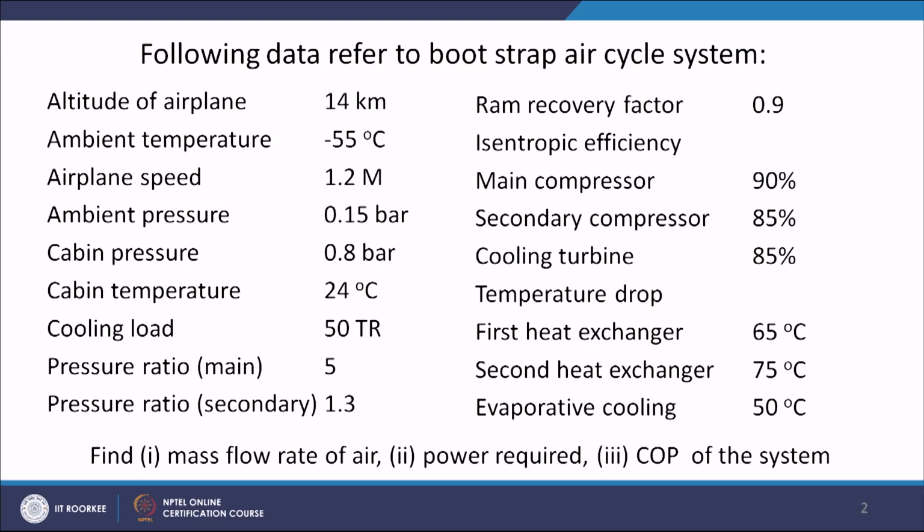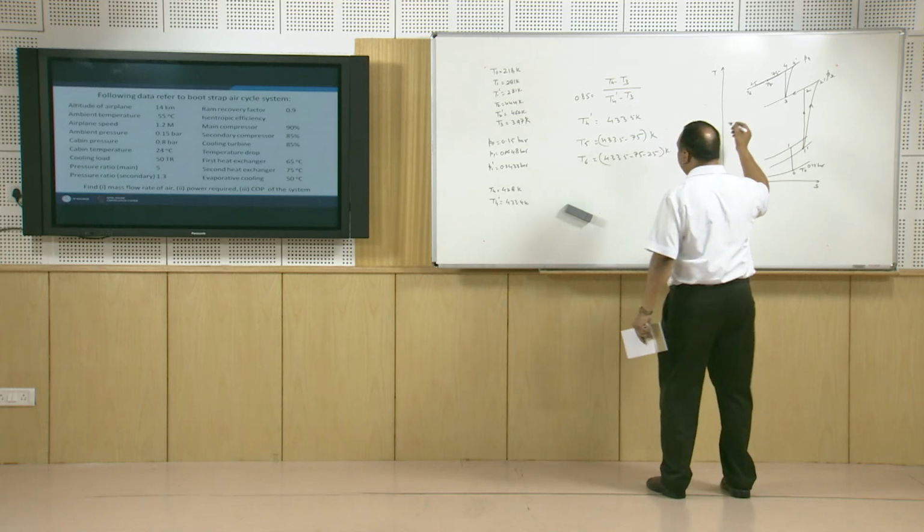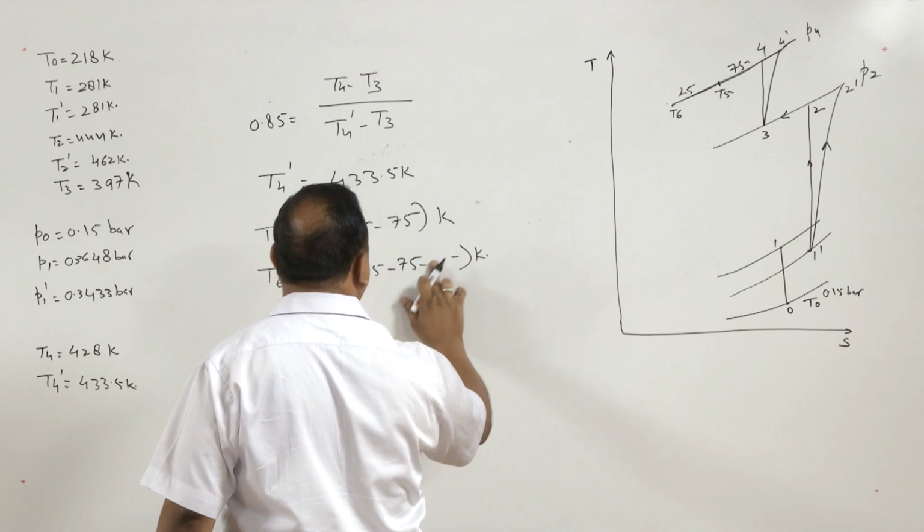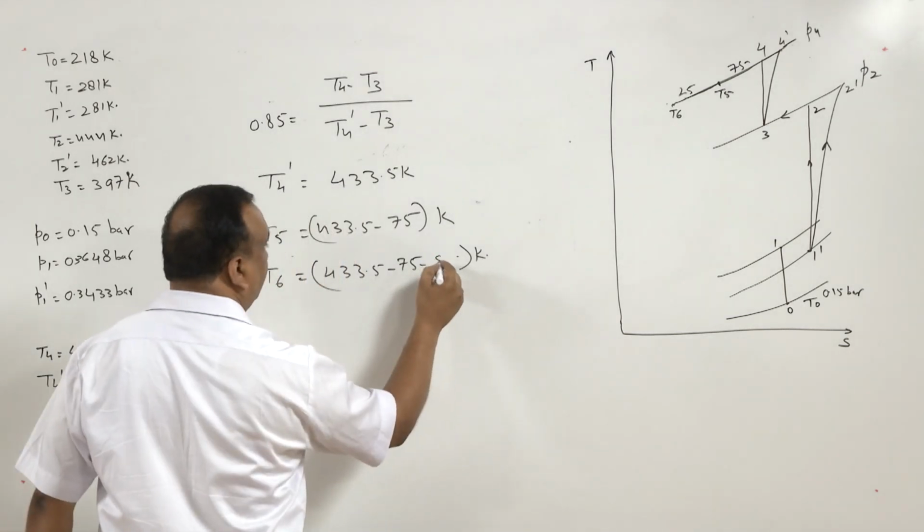Yes, there is a correction here: evaporative cooling is not 25 degrees centigrade, we will take it as 50 degrees centigrade. So, I will make the necessary corrections here. I have modified the value of evaporative cooling, it is 50 degrees centigrade. Earlier it was 25 degrees centigrade, now I have modified it to 50 degrees centigrade.